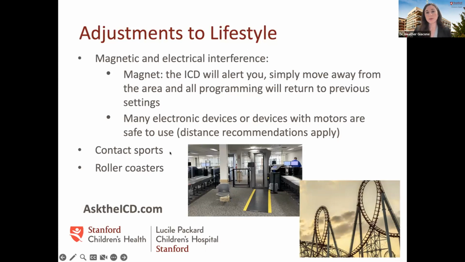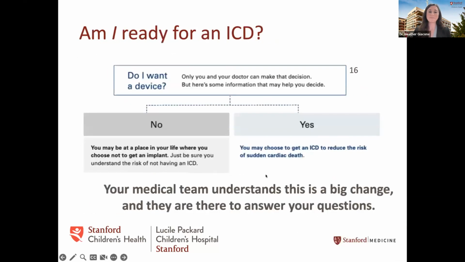For contact sports, we want to protect the device and protect you. So your physician may be discussing or having further conversations about sports or altering which sports you're involved in. And we talked a little bit about roller coasters already.